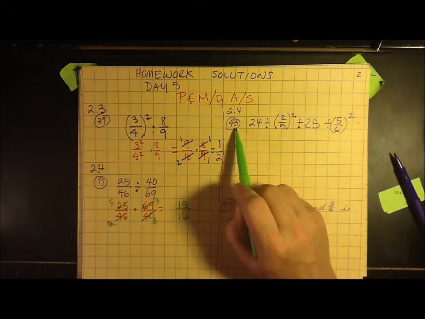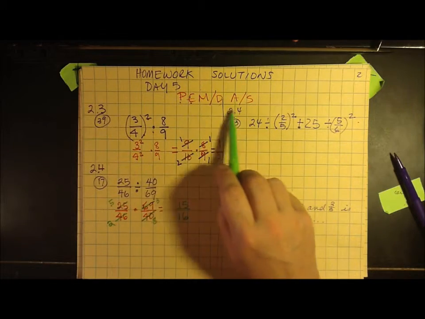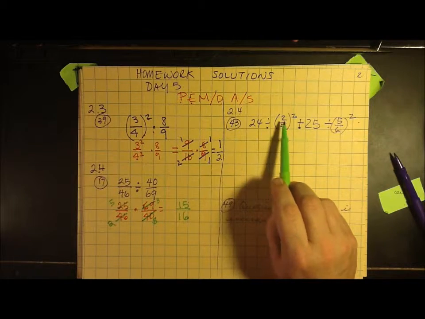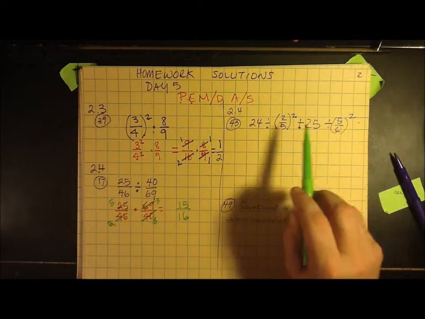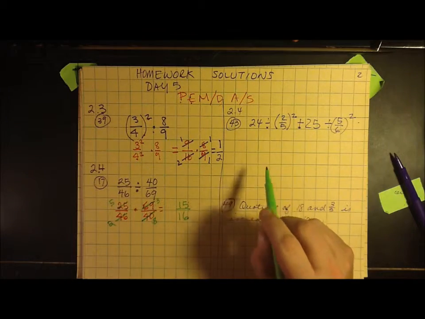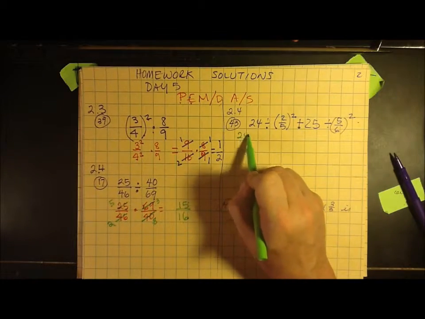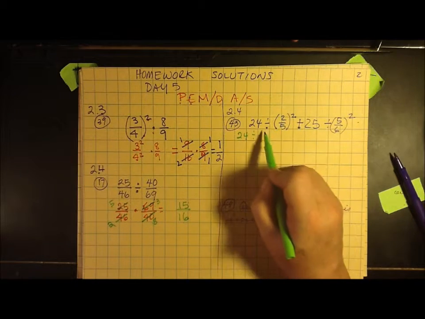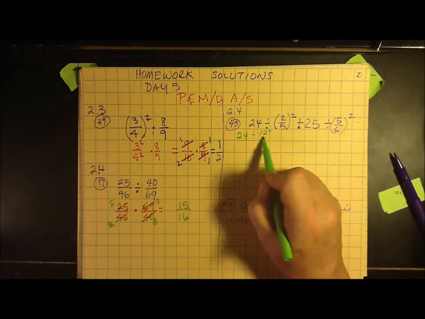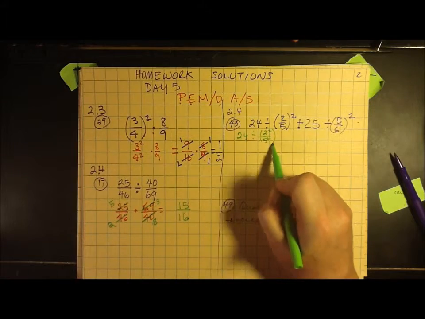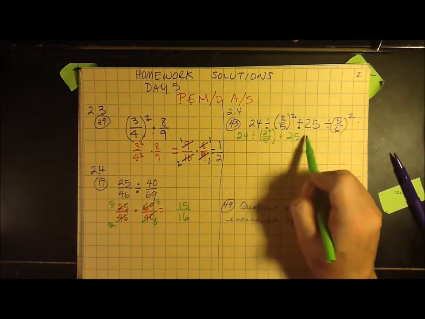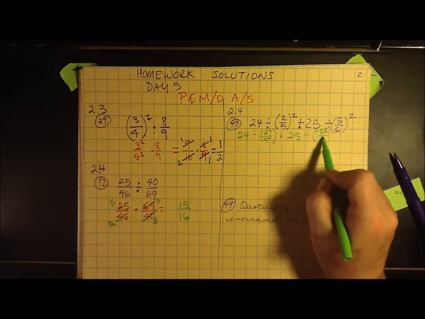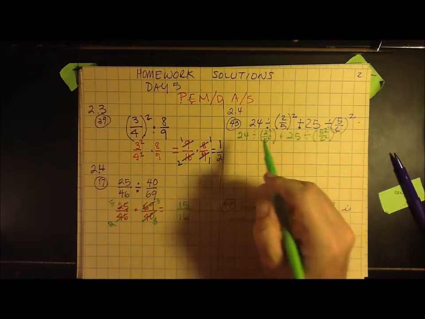For 2.4, number 43, again we have to remember our order of operations because there's not only exponents and parentheses, but there's addition and subtraction. So first of all, that's going to be the same, and that's going to be the same, but I'm going to distribute my exponents, so 2 squared over 5 squared plus 25 divided by 5 squared over 6 squared.